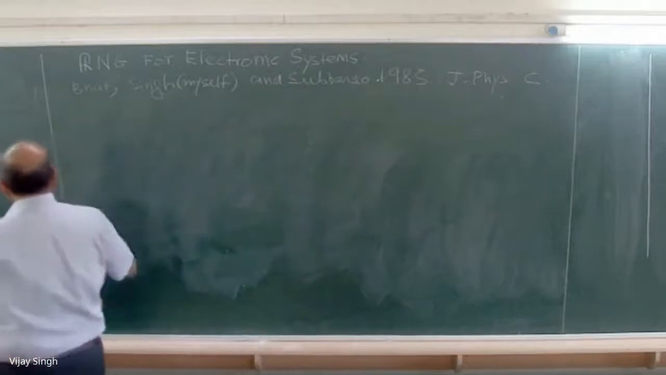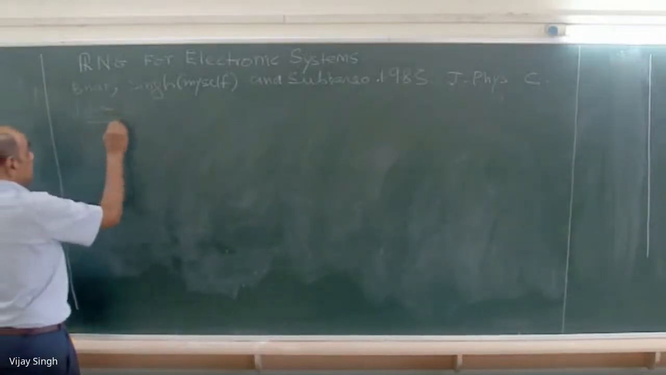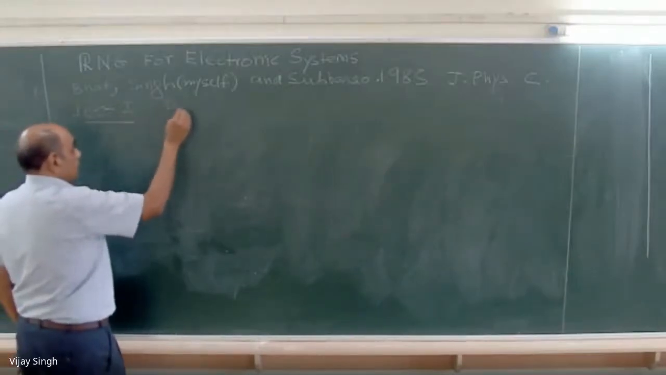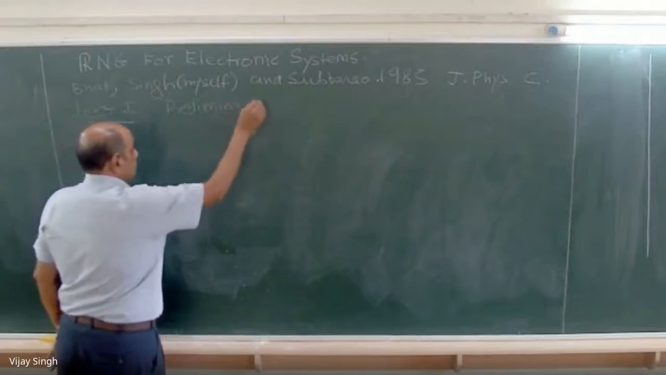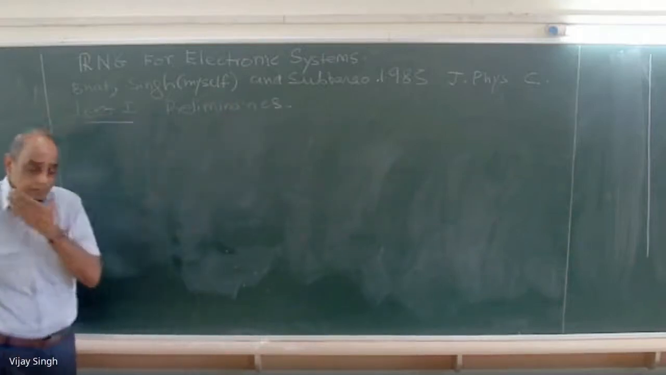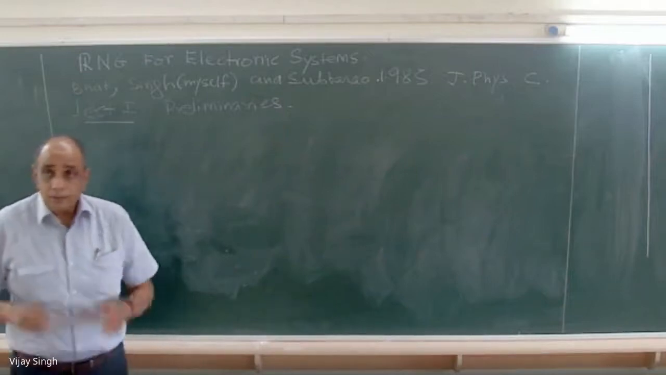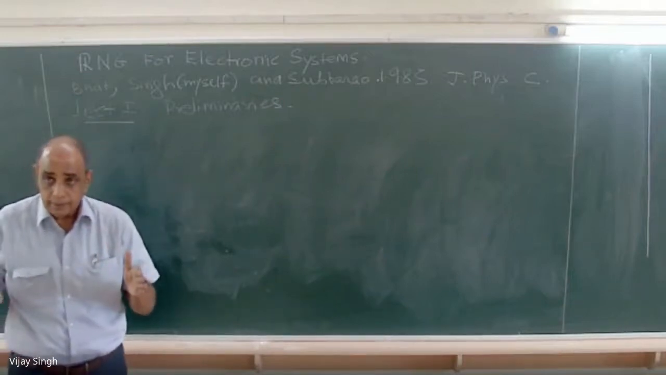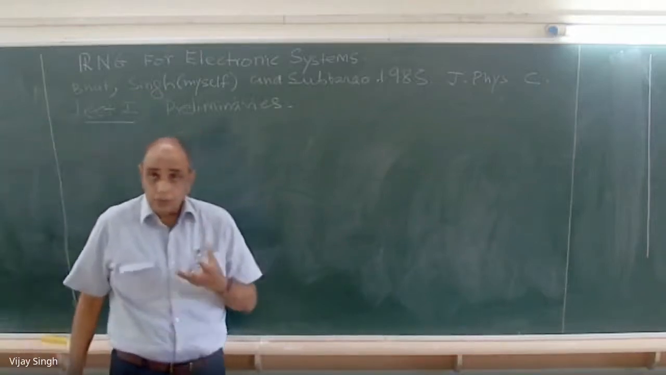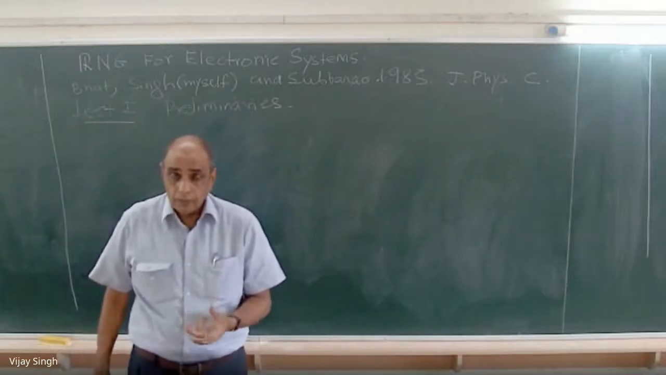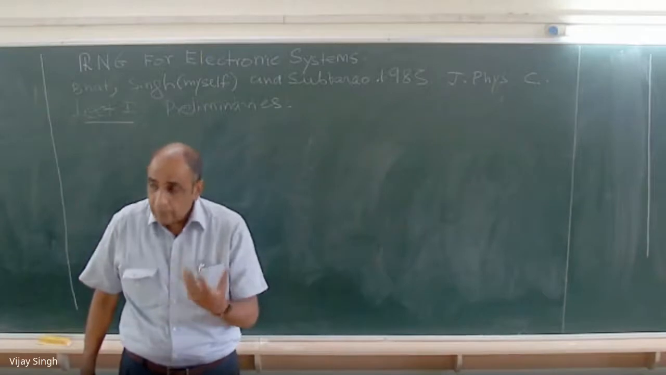So today's lecture: you start with a single band Hamiltonian and you write it for a finite system. The idea of renormalization group is very similar to the idea of the majority rule. The majority rule is very simply put the following.